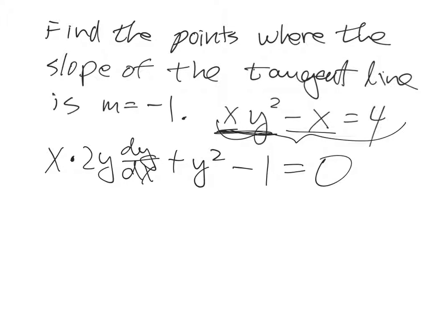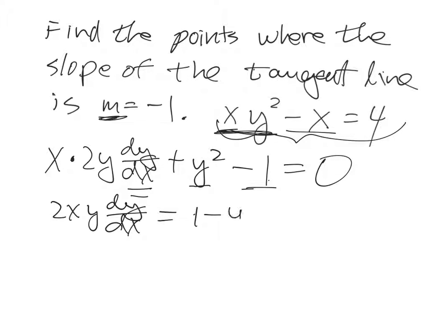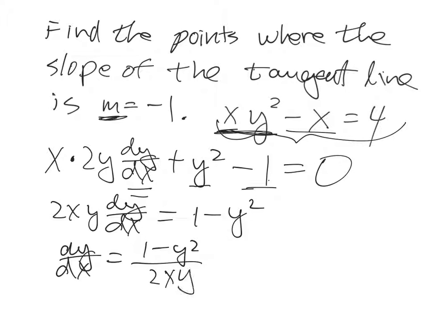Okay. So we want the slope to be -1, so we can solve for the dy by dx. We can add 1 and subtract y squared, getting an expression like that. Dy by dx then would be 1 minus y squared over 2xy, and this is to equal -1.